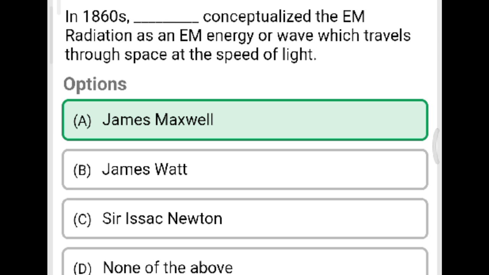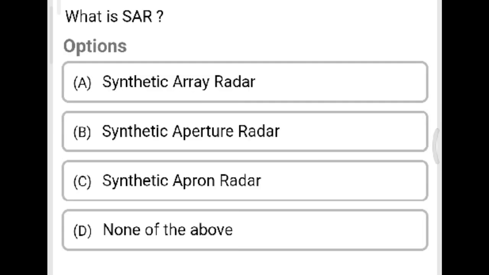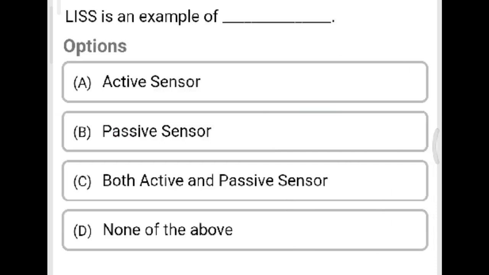So James Maxwell conceptualized the electromagnetic radiation as an electromagnetic energy or wave which travels through the space at the speed of light. Next question. What is SAR? Option A synthetic array radar, option B synthetic aperture radar, option C synthetic apron radar, option D none of the above. The correct answer is option B synthetic aperture radar. Next question. LISS is an example of option A active sensor, option B passive sensor, option C both active and passive sensor, option D none of the above. So the correct answer is option B passive sensor.